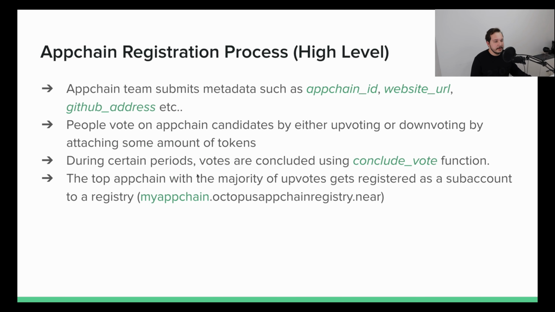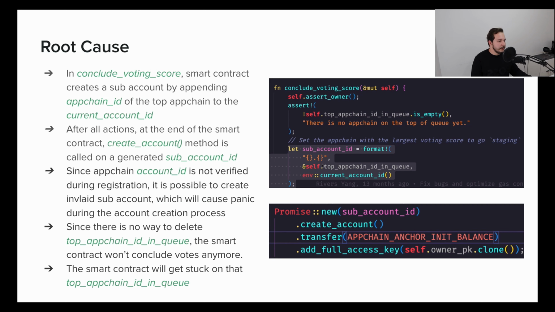Let's say in our case, it's my Appchain dot Octopus Appchain Registry dot near. Then we just bring them together with a dot, and that's going to be our sub account ID. Then it goes to this function, create a promise to create account and add access key. So that's pretty much it. That's what happens. And then afterwards, the top Appchain ID in queue gets removed, so that the next voting can continue and the next Appchain ID will be registered also.